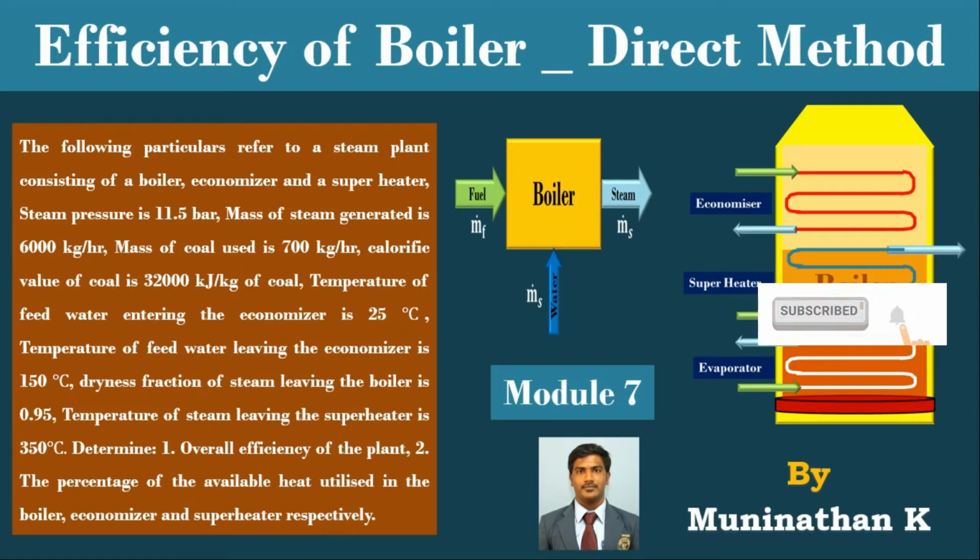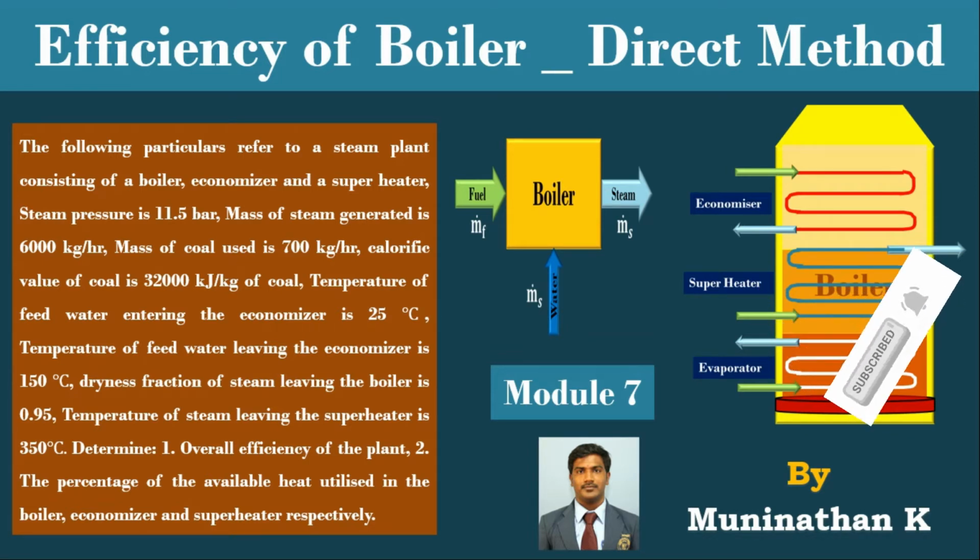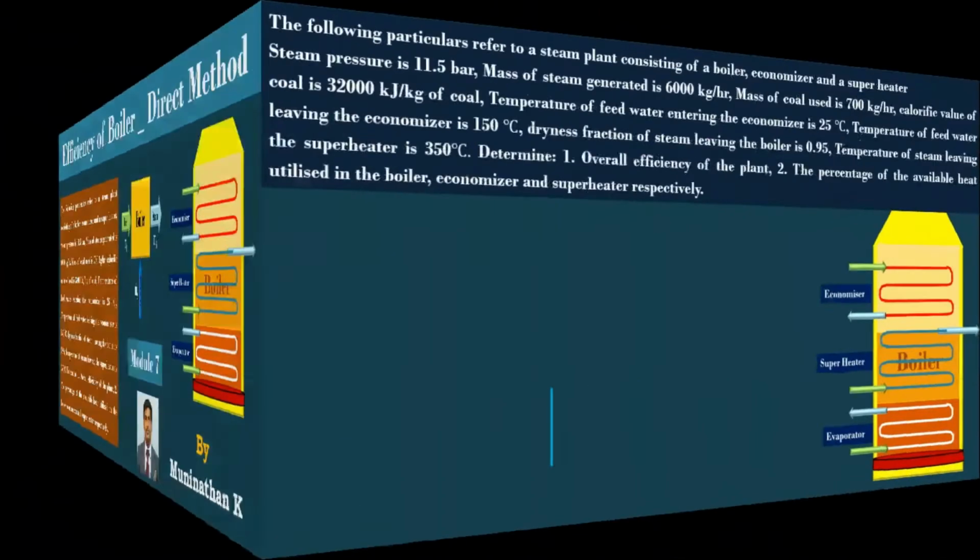This is problem number 4, performance of boiler evaluation using direct method, module 7. In this problem, we will discuss how to calculate the percentage of heat utilized by economizer, superheater and evaporator. Also, we will discuss how to find out the overall efficiency of the boiler. Now, we will discuss the problem.